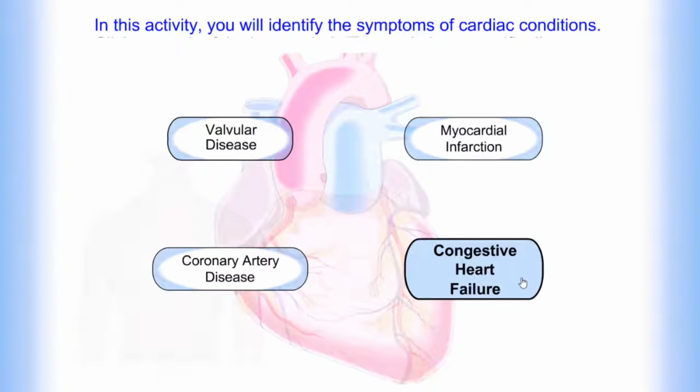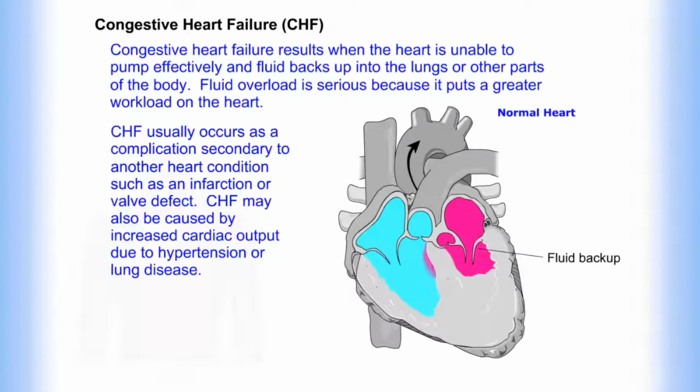Congestive heart failure. Congestive heart failure results when the heart is unable to pump effectively and fluid backs up into the lungs or other parts of the body. Fluid overload is serious because it puts a greater workload on the heart. CHF usually occurs as a complication secondary to another heart condition, such as an infarction or valve defect. CHF may also be caused by increased cardiac output due to hypertension or lung disease.